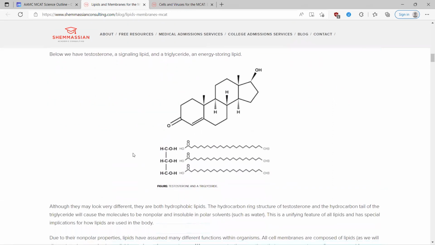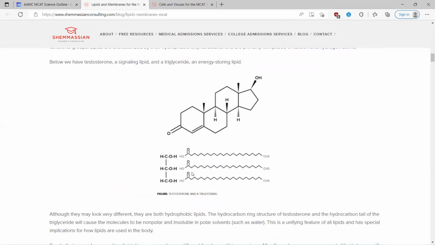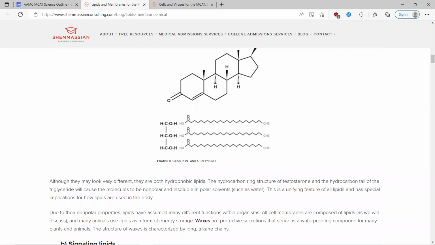So here we have two different lipids. One type of lipid right here is testosterone, which you may be familiar with. And then here we have a triglyceride, like we saw last week, the things that we break down for energy. So these two things have different structures. And remember, structure informs function. The bottom one, the triglyceride, we break down for energy. The top one is not suited for energy breakdown. What is it? It's actually a signaling molecule. So again, the structure informs the function. They look very different, but they're both hydrophobic lipids.